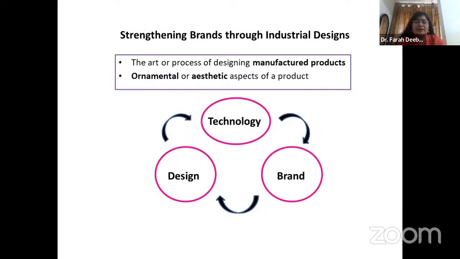So whenever you have a brand, the way the consumer will interact with it is through the outward appearance. So the art or process of designing manufactured products is industrial design, and the ornamental or aesthetic aspect of a product is the design that you see firsthand when you hold a bottle of water or a phone. So the technology, the brand, and the way the technology is presented to consumer is the design. So it's a first impression. So if you create a good first impression, your consumer is already interested in it.